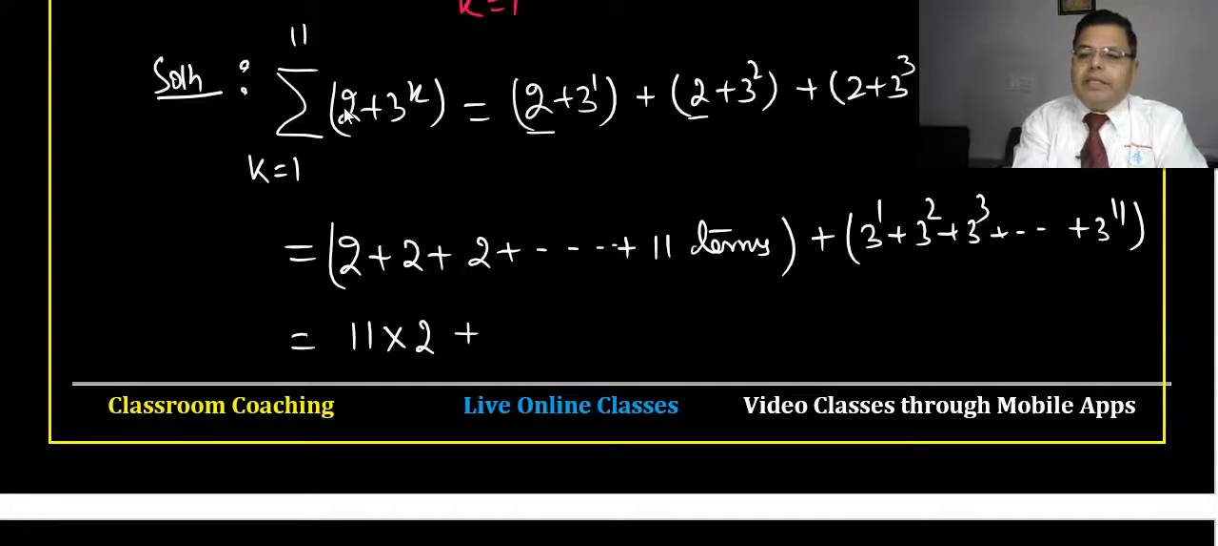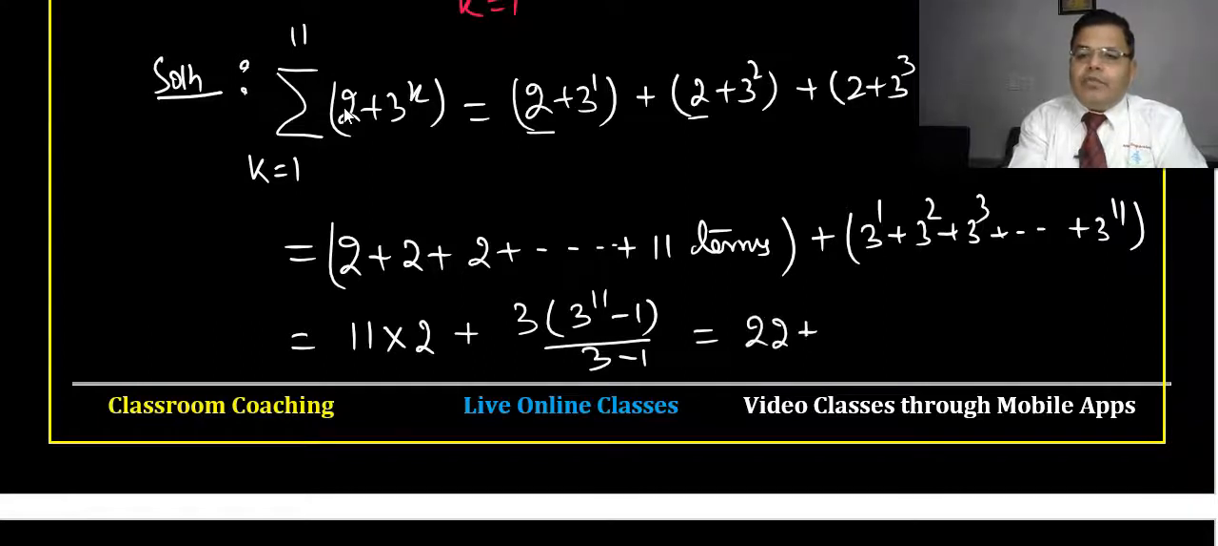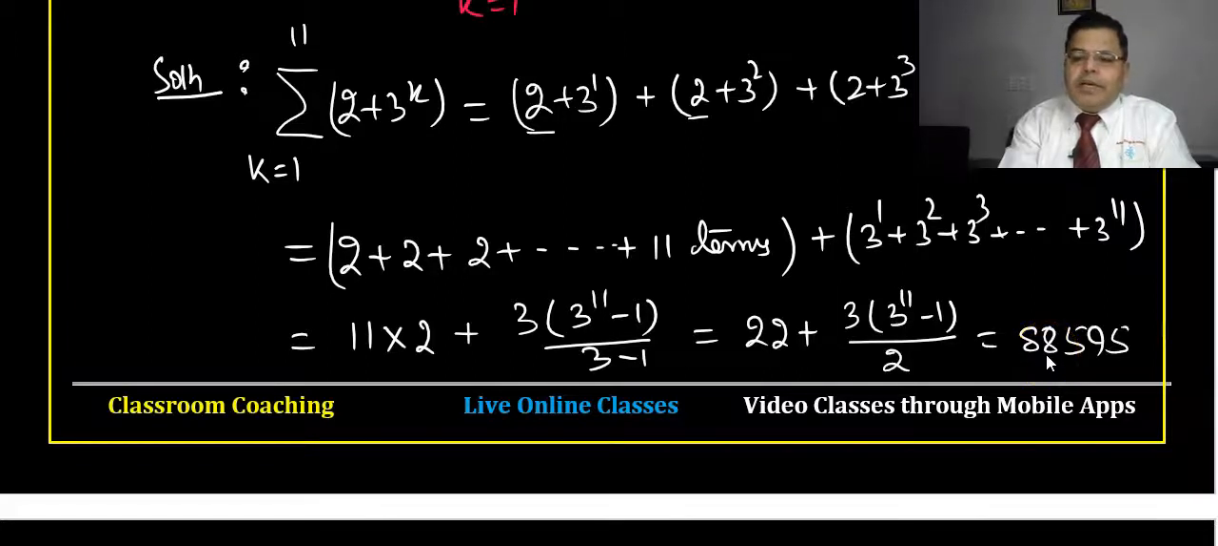Plus, this is in GP, we can write it as A times r to the power n minus 1 upon r minus 1. Now A is here 3, r is also 3. So I can write it like 22 plus 3 into 3 to the power 11 minus 1, whole divided by 2. You can calculate it. That will be 88,595, and that will be the answer.